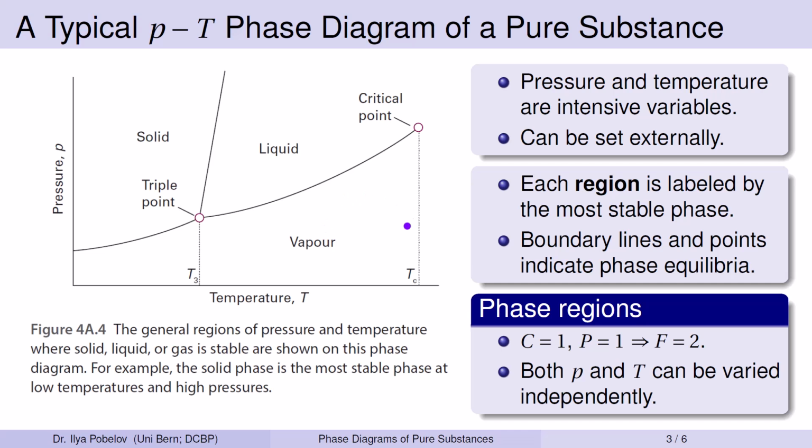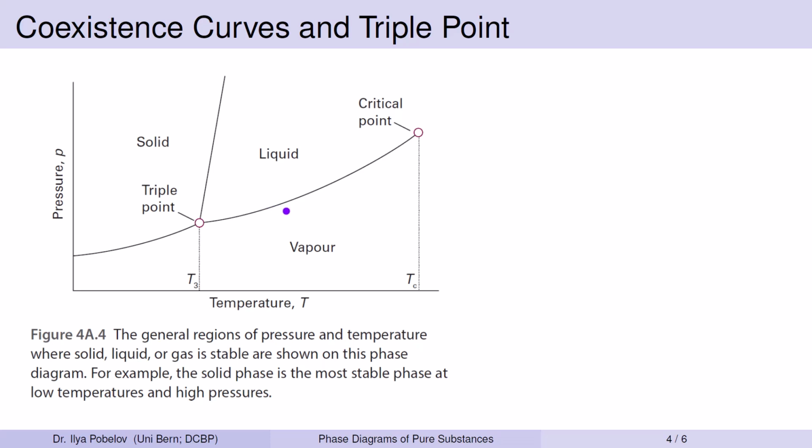So, in a phase diagram, each region represents a specific phase, be it solid, liquid, or gas. Within the regions of the diagram, we can adjust both pressure and temperature, and the system will remain in the same phase. Going further, you will also notice on a phase diagram certain curves separating these phase regions.